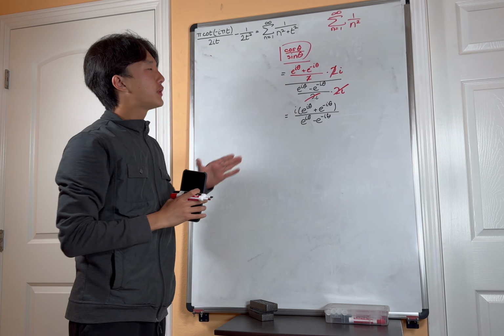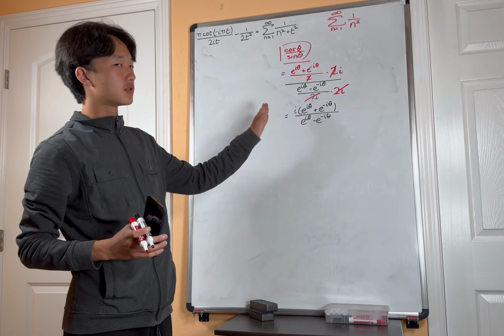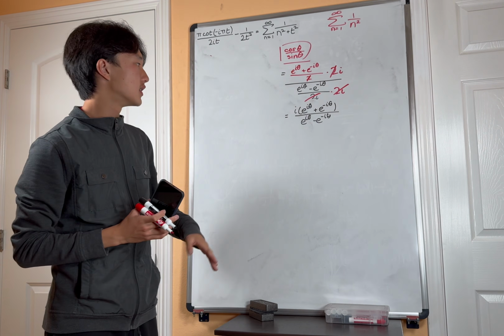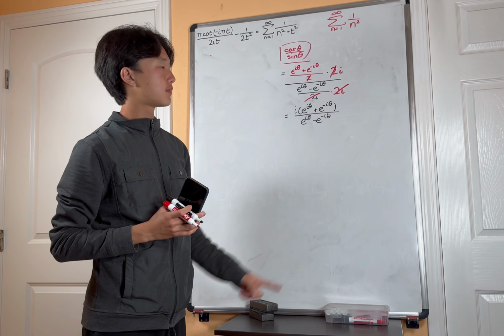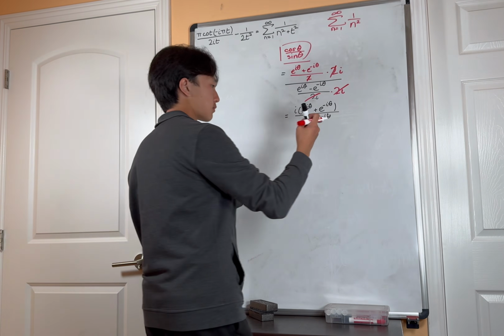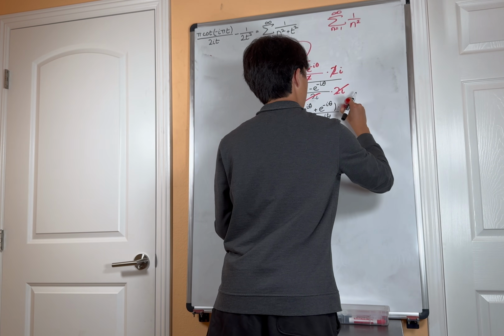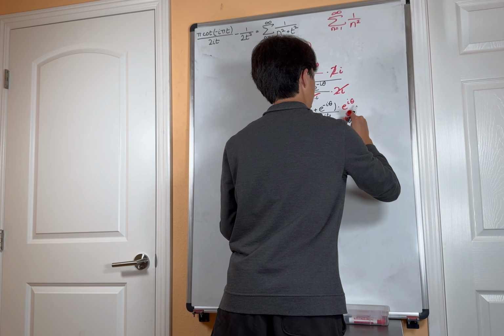Okay. So we are done, but everything still looks just a tad bit messy, right? We have this negative exponent up here. So let's just get rid of that by multiplying both the top and the bottom by e to the i theta.